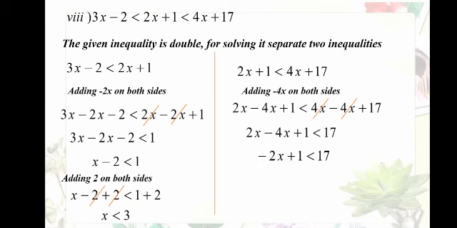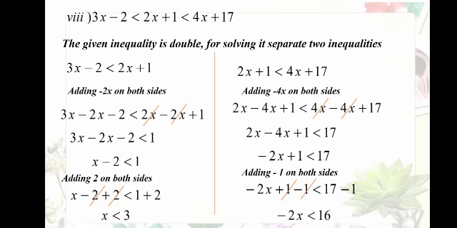2 minus 4 is minus 2x plus 1 less than 17. Adding minus 1 on both sides, the equation will become minus 2x plus 1 minus 1 less than 17 minus 1. Plus 1 minus 1 will be cancelled. 17 minus 1 is 16. Now the first equation is x less than 3 and the second equation is minus 2x less than 16.